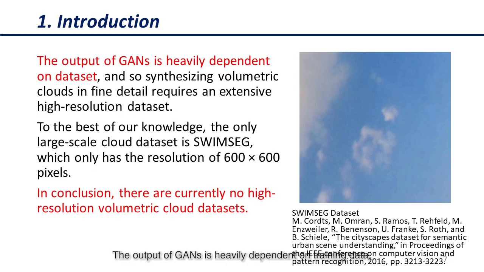The output of GANs is heavily dependent on training data. And so synthesizing volumetric clouds in fine detail requires an extensive high-resolution dataset. To the best of our knowledge, the only large-scale cloud dataset is SWIMSEG, which only has a resolution of 600 by 600 pixels. There are currently no high-resolution volumetric cloud datasets for training GANs.